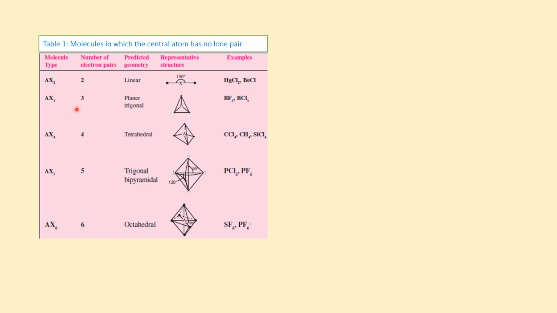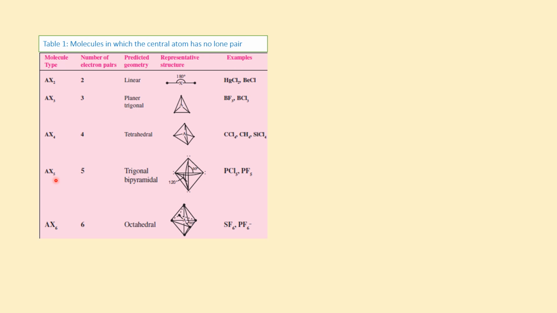The next molecule type is AX3, where the number of electron pairs is 3 and the predicted geometry is trigonal planar. See, this is the trigonal shape, with the central atom here and 3 surrounding atoms. Examples are BF3 and BCl3. The next molecule type is AX4, where the number of electron pairs is 4 and the predicted geometry is tetrahedral, and this representative structure is shown in the table. Examples of such tetrahedral geometry are CCl4, CH4 and SiCl4.